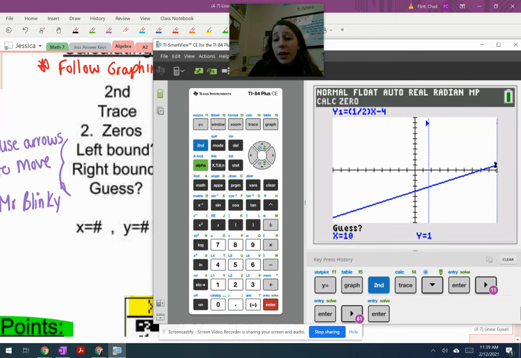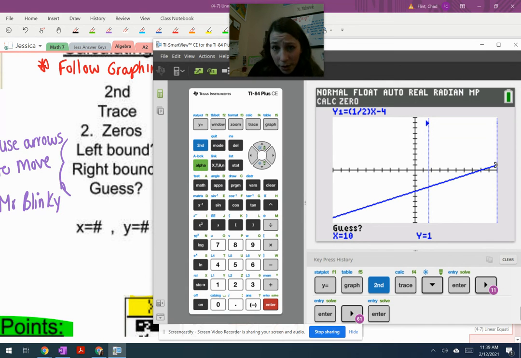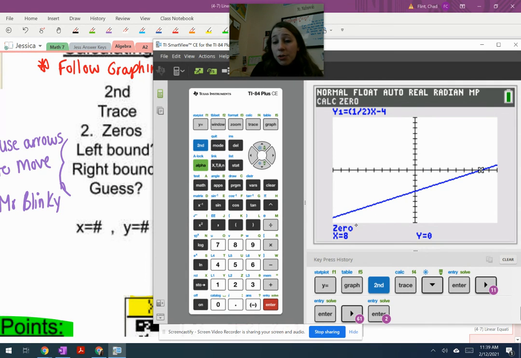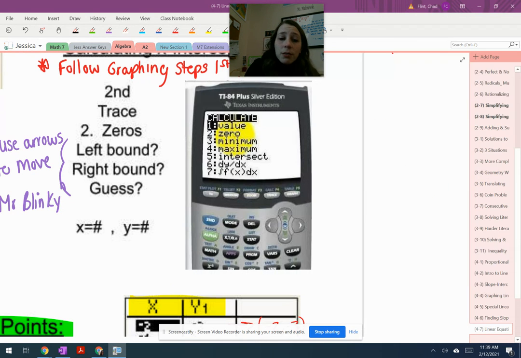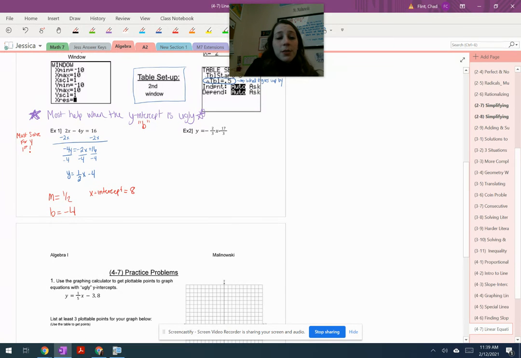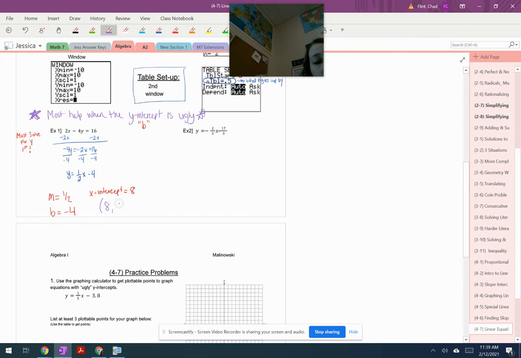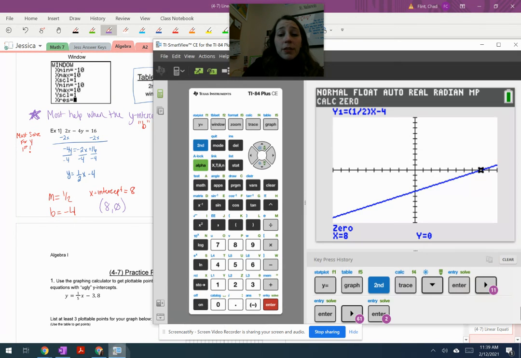I got it to the right, I hit enter, and now it's asking me if I want to guess. And you do want it to guess, because its guess is always better than our guess. You can see at the bottom it shows my 0. My 0 is x equals 8 and y equals 0, just like we got from our table of values. That x-intercept is 8, 0. And that is about the gist of what you want to use your calculator for in this first example.